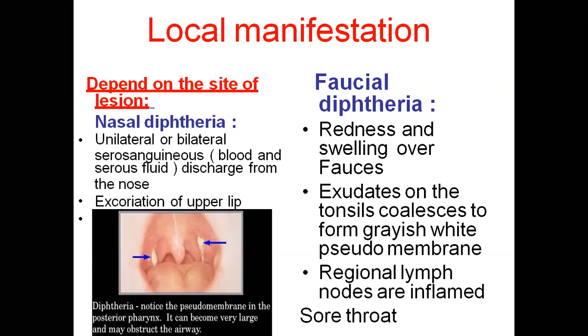That is, the pharynx area, or the faucial area. The faucial area has two arches. Here you can see redness and swelling over the fauces. Then the tonsils automatically get enlarged. Then the grayish white pseudo membrane can be identified on these two sides. By physical examination, you can confirm that this is the infection of diphtheria.